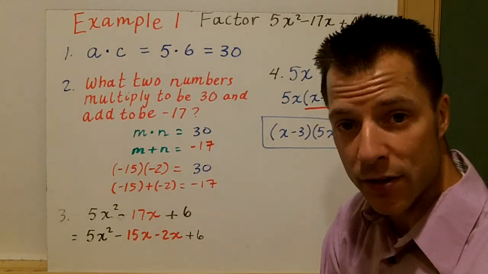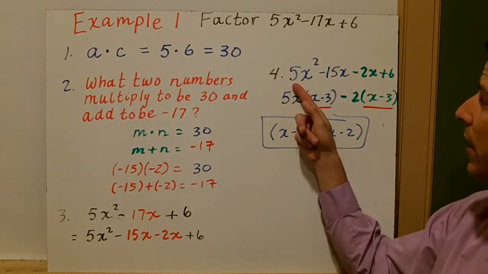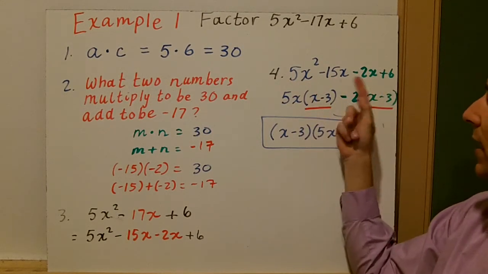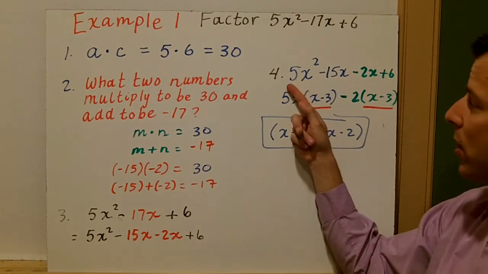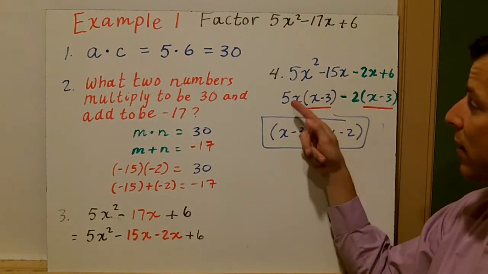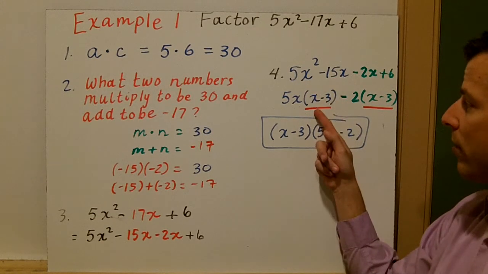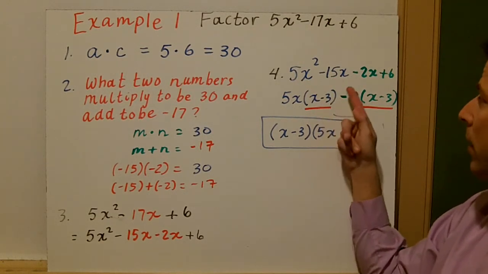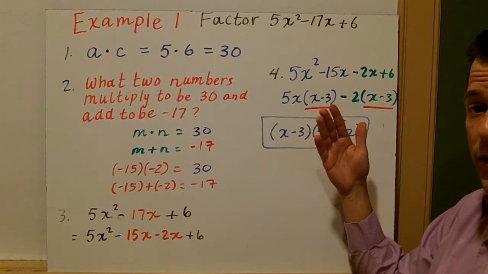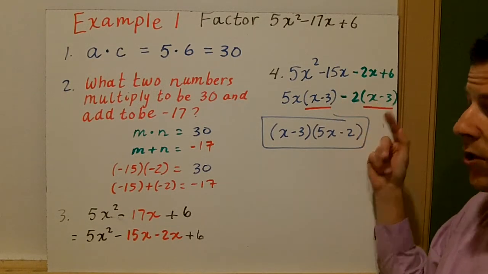Step 4 says factor by grouping. So in step 4, notice how I put the 5x squared and 15x terms together, and the 2x and 6 together, because we have common terms. So what's common between 5x squared and minus 15x? 5x. So I factor out the 5x here. What's remaining is x minus 3. 2x plus 6, a number that's common between 2 and 6, is 2. So I factor out a 2, and I'm left with x minus 3.